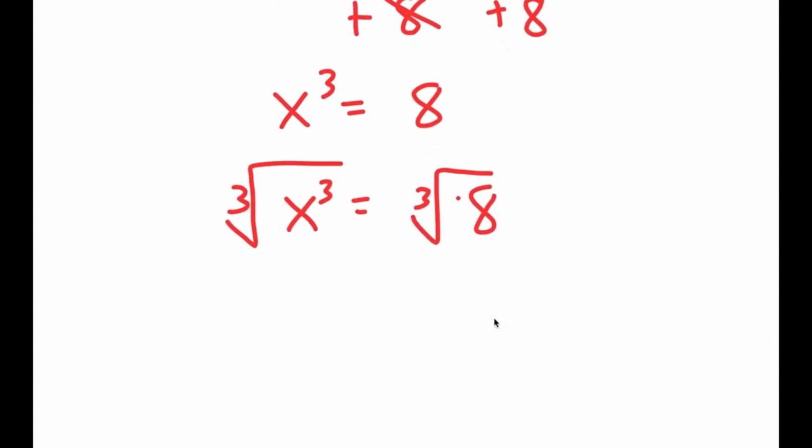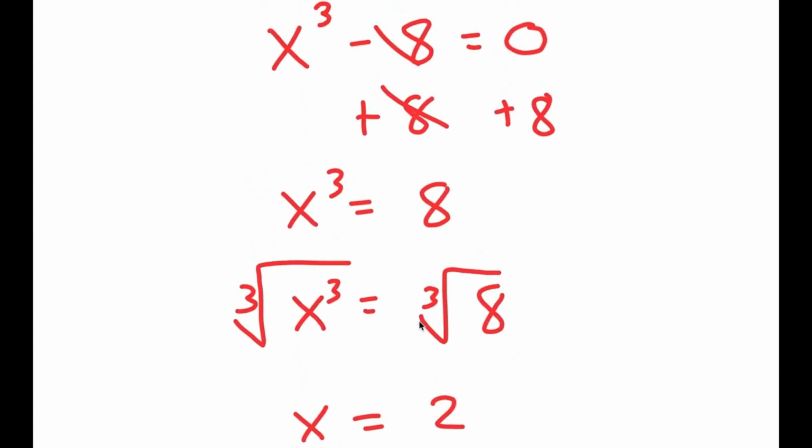So the cube root of x to the power of 3 is x, and the cube root of 8 is 2. So then they get x equals 2, which is a solution to this equation. But actually, there is more than one solution to this equation. So I'm going to rewrite my equation here, x to the power of 3 minus 8 equals 0.